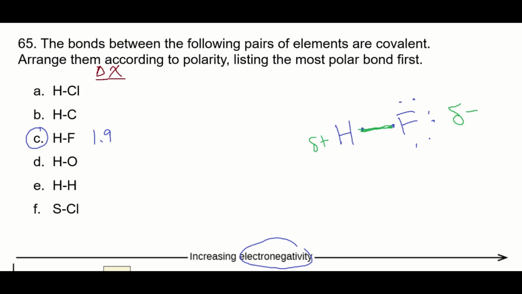Alright, so that's how we're going to denote that. So this is called a polar bond because the bond is not equally shared, but it also happens to be a polar molecule because it only has that one bond.